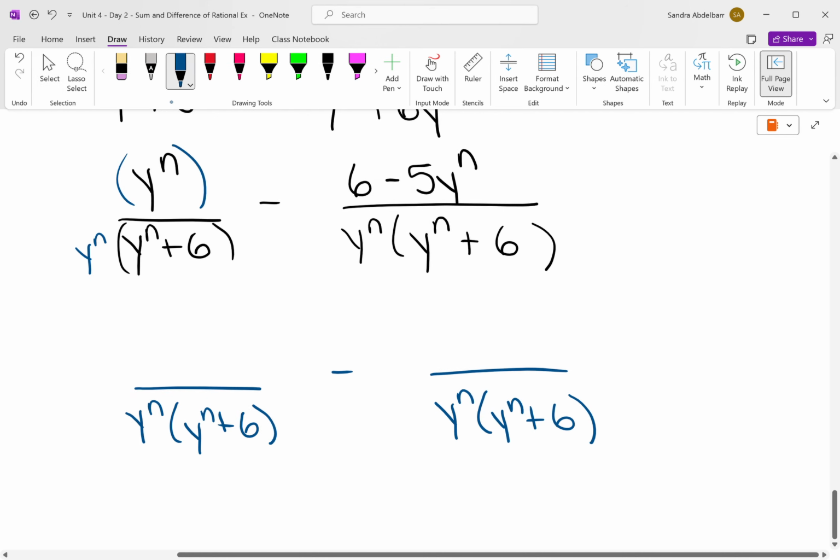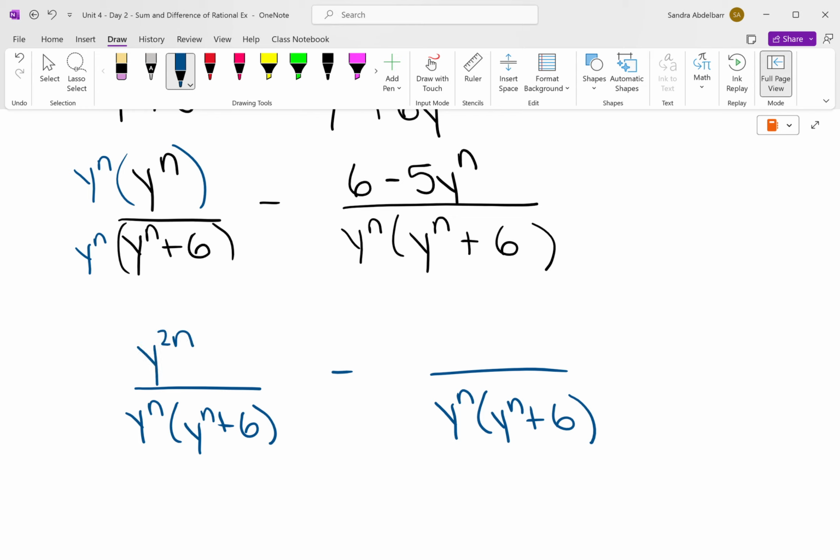So for the first fraction, I'm going to just multiply by y to the n. So in my numerator, I have y to the 2n. Anything to do with the second fraction? No, we already have that denominator, so we are good to go. We're just going to bring down 6 minus 5y to the n.